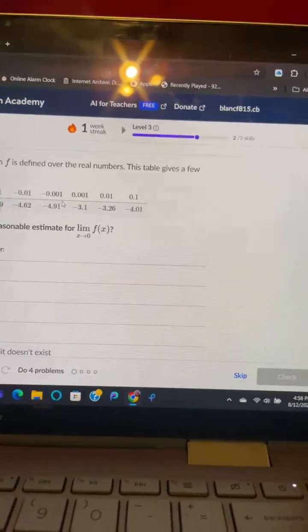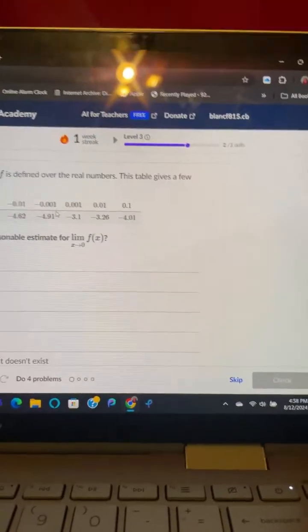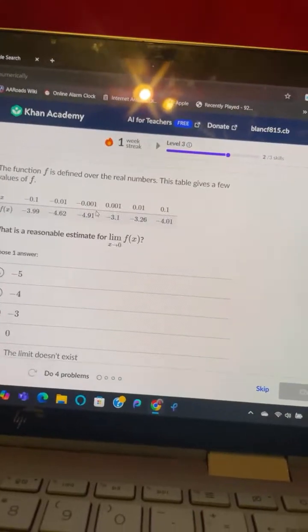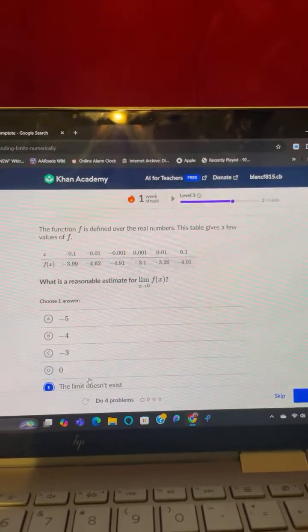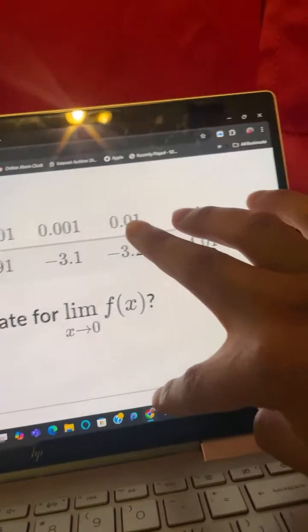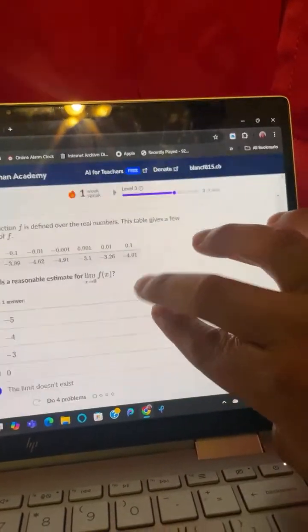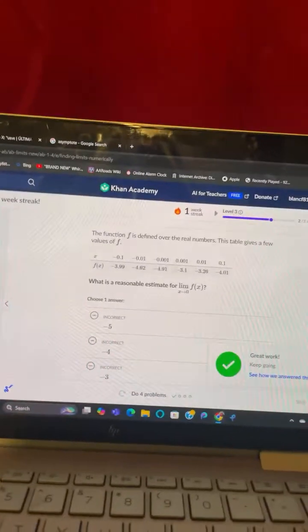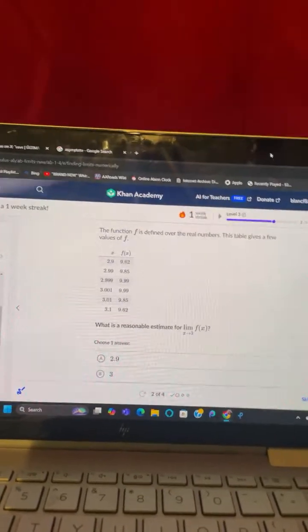From this side, from the left, it looks like it approaches -5, but from the right, it looks like it approaches -3. So I would say the limit does not exist. It specifies the whole limit, not the left limit or the right limit. So we're going to say it does not exist.